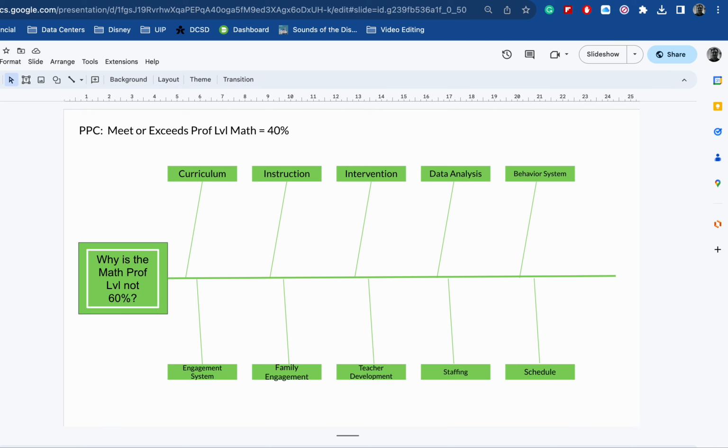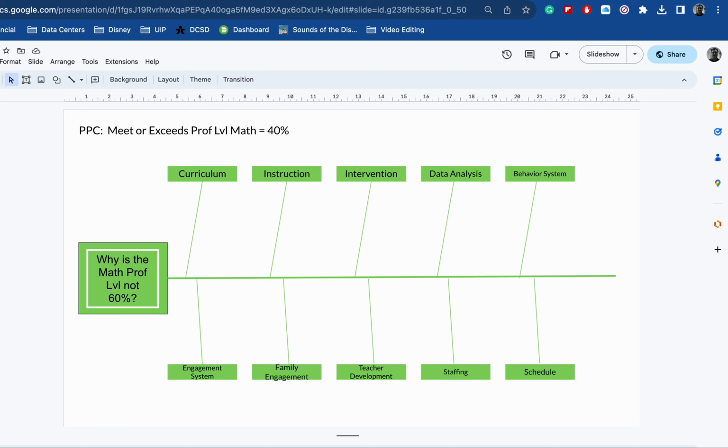As a leader, what will help this thinking is if you set up some categories for people to think about beforehand. You can see I have a number of categories here, from curriculum and instruction to our intervention systems, all the way down to our schedule, staffing, and teacher development. The idea here is, as the group is wondering about this question, they take a sticky note and write an idea that they have for why, and they start interacting with this question. They're going to post them all up there.